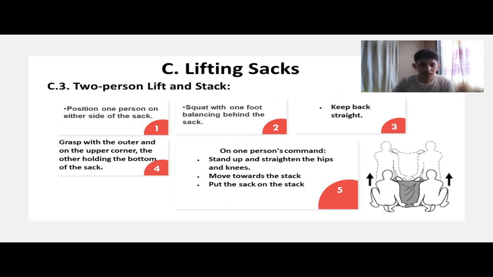So on the fifth step, there should be one of you that will give the command. As the one person gives the command, both of you should synchronously do the following: stand up and straighten your hips and knees, move towards the stack, and put the sack on the stack. So that's it for the sacks that involve two persons in lifting and stacking.